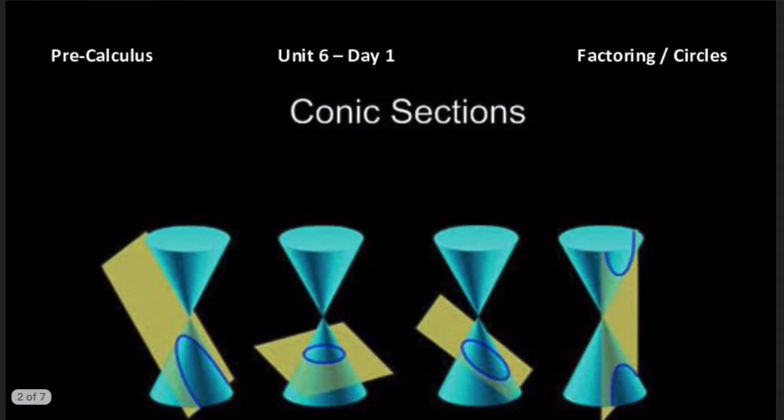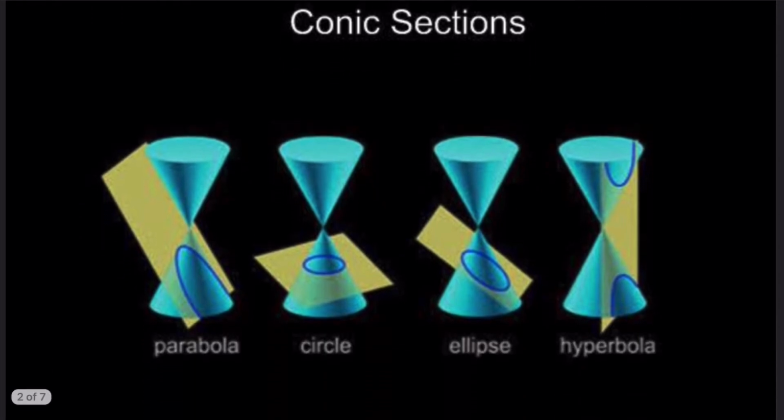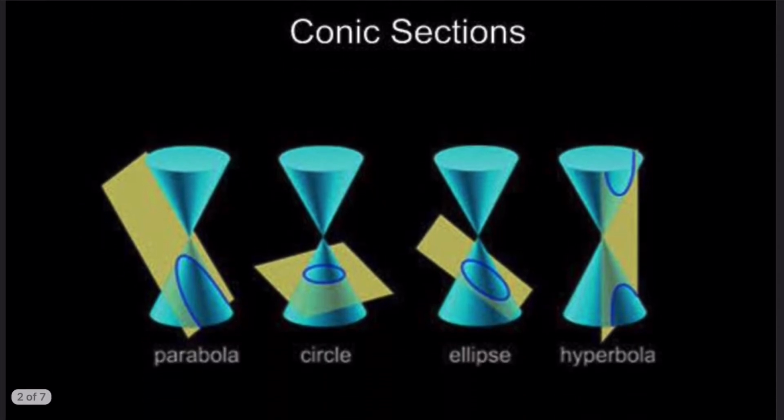First, let's talk about what a conic section is. A conic section is simply a slice of a cone. So today we're going to talk about circles. I'm going to jump to that one first. If you slice a cone parallel to the base, that slice results in a circle.